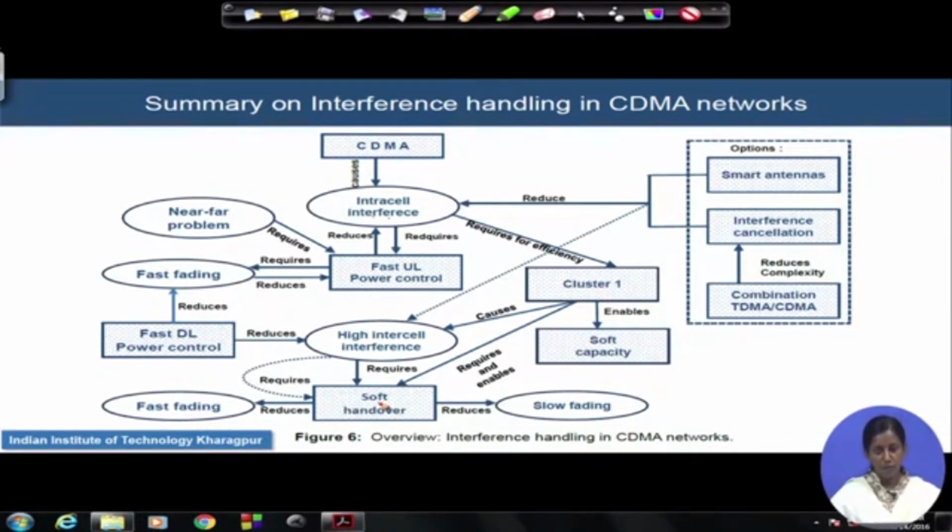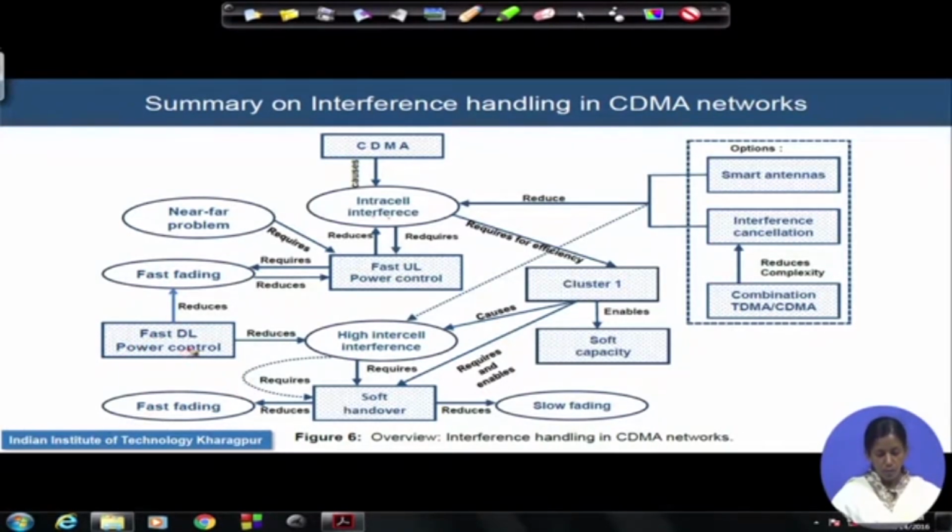Soft handover is the best one we have seen compared to the hard handover. But cluster 1, I mean same frequency deployment for all users, causes high intercell interference also, because cluster 1 means all the other neighboring clusters will also be using the same frequency. So, high intercell interference is expected to happen, and to mitigate that you require soft handover also. This high intercell interference can also be reduced by fast downlink power control.